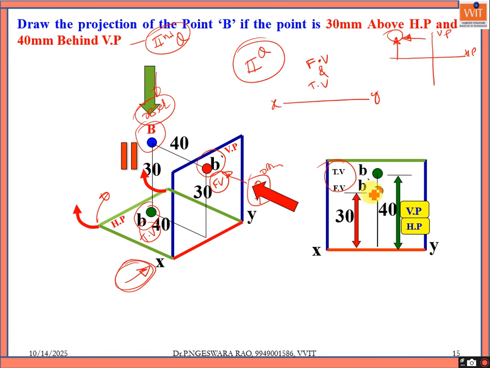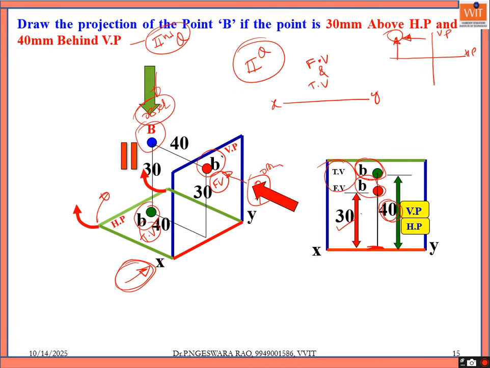We can see here, because the front view is b dash, the distance we have to mark is the HP distance. That is from the XY line only. All the distances are from the XY line only, the reference line. Similarly, the top view is also above the XY line. The respective distance is from VP. The VP distance is 40. Like this, we have to mark. So first of all, we have to identify the quadrant. Next, we must know where the front view image and top view image have to be located with respect to the XY line. That is based on the quadrant.